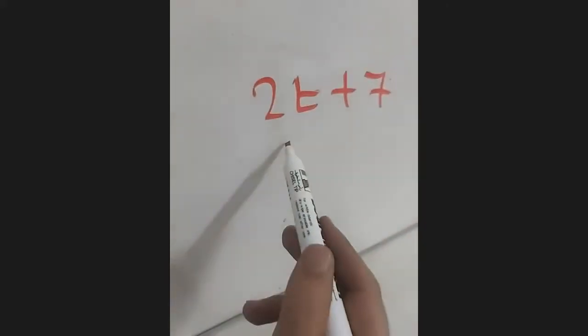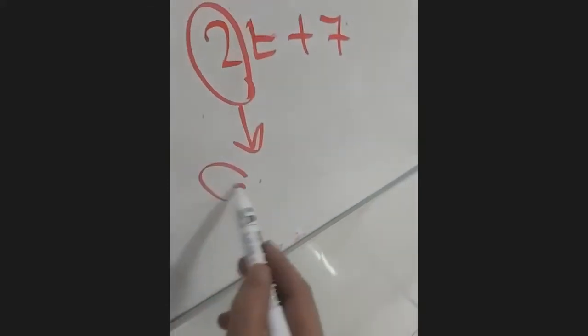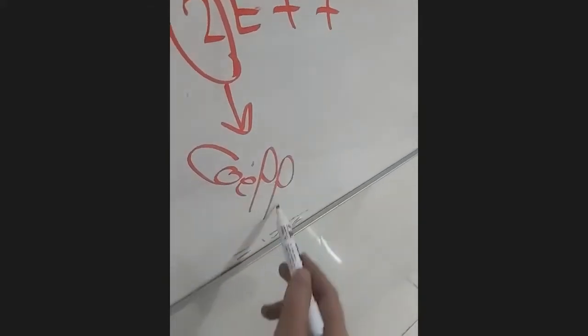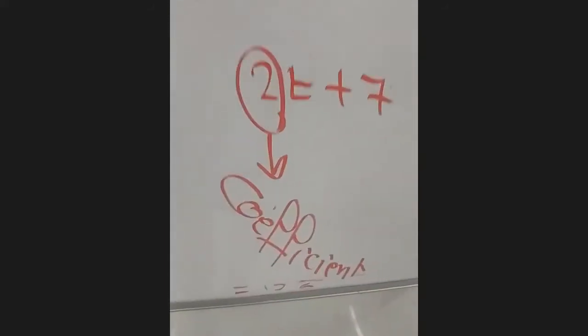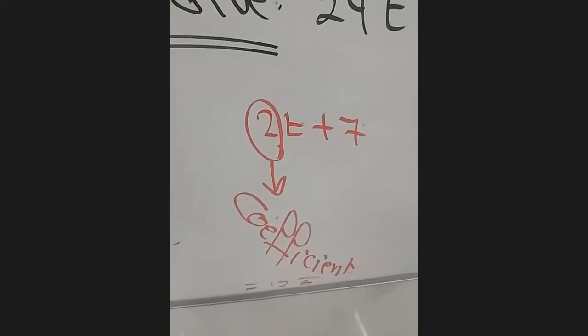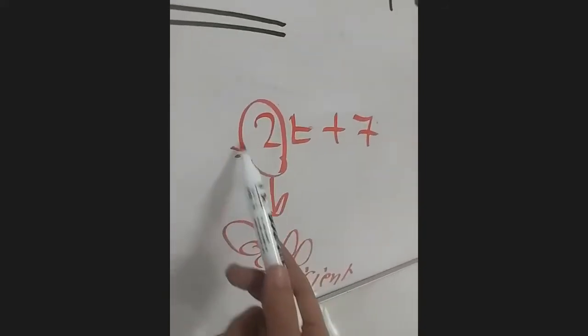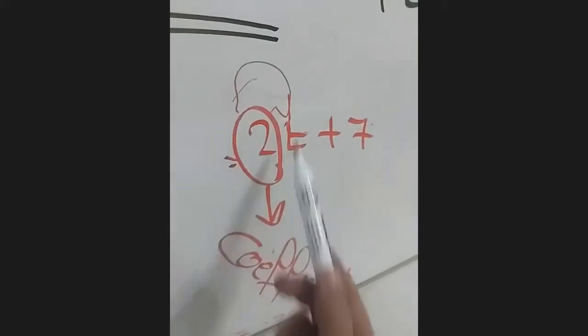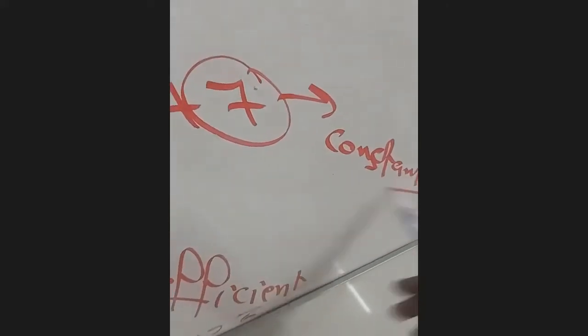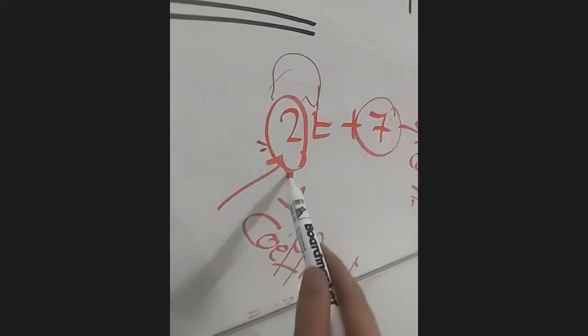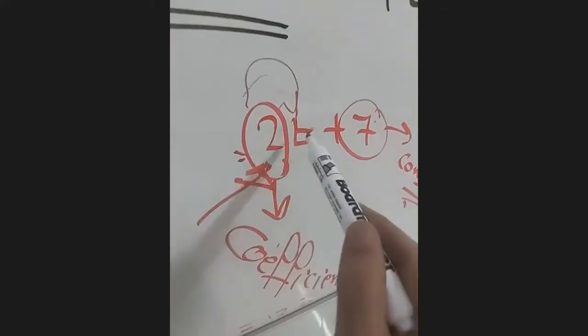if you remember, we called the 2 the coefficient. Remember? We took that before. So the number which is multiplied with the variable, we call it coefficient. And the 7 here, if you remember, we call it constant. We did that before. I care about this one. The number which is multiplied with the variable, we call it coefficient.